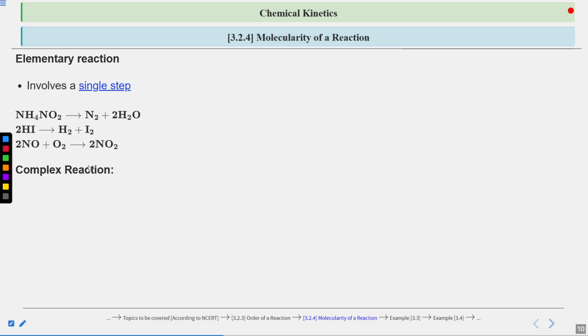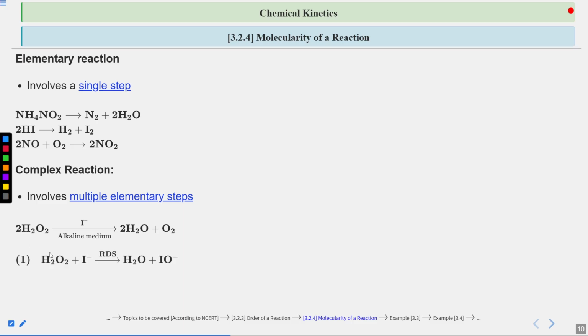Then we talk about the complex reaction, where more than one step is possible. They involve multiple elementary steps, like 2H2O2, that means two hydrogen peroxide molecules, in the presence of an alkaline medium and I negative, converting to two molecules of water and giving us an oxygen molecule.